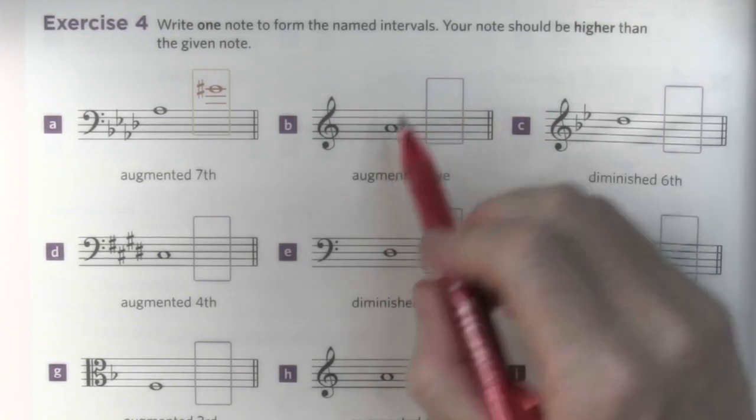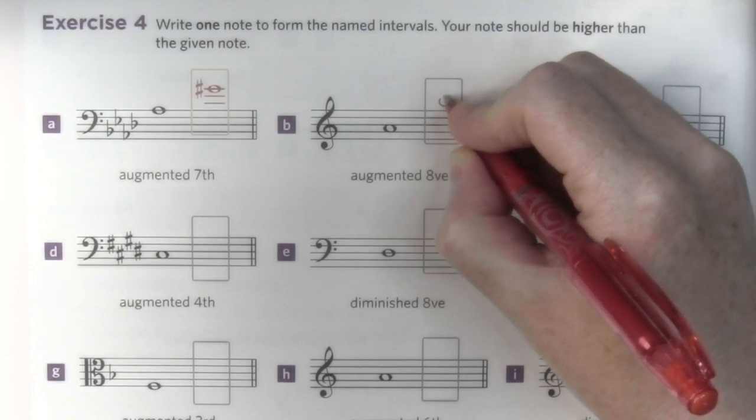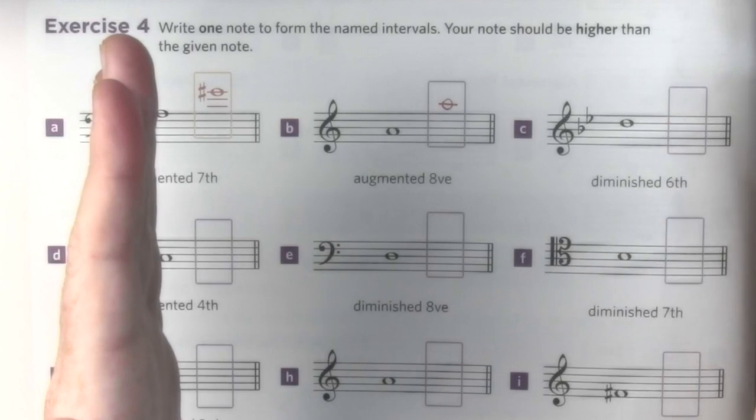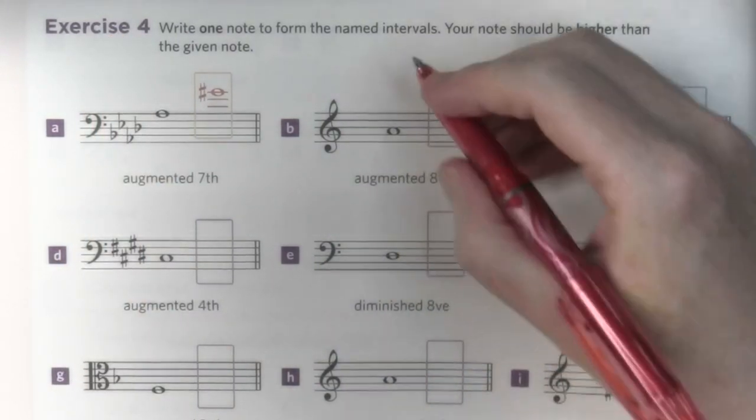Augmented octave. So, first we write a perfect octave, la, and then we have to raise it by a semitone because the distance is augmented. So, la sharp.